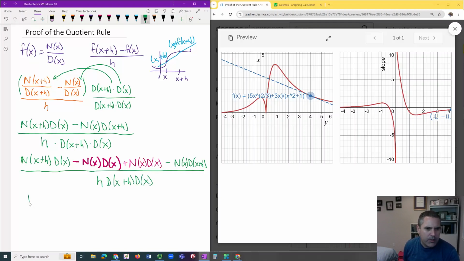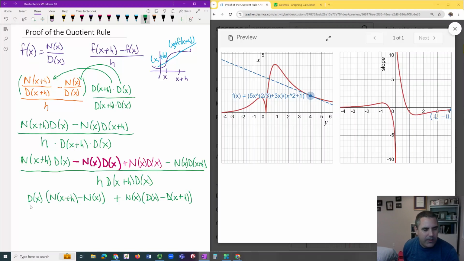We can factor a d of x out of the first two. Again, I'm using the same strategy we used for the product rule. So this is confusing. Check that out. Yay. Plus, we can take an n of x out of the other one. Ooh, this is starting to look like my rule. But there's a couple little things that are bugging me. And then we're dividing all this by this h and this other stuff.